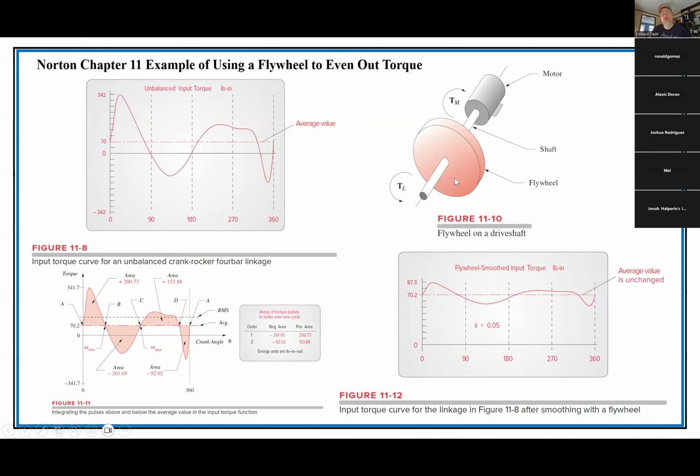And if you size the flywheel as they've done here, this is the anticipated behavior where it has the same average torque, but the fluctuation has diminished. It is impossible to totally get rid of all the fluctuation, but you minimize the fluctuation.